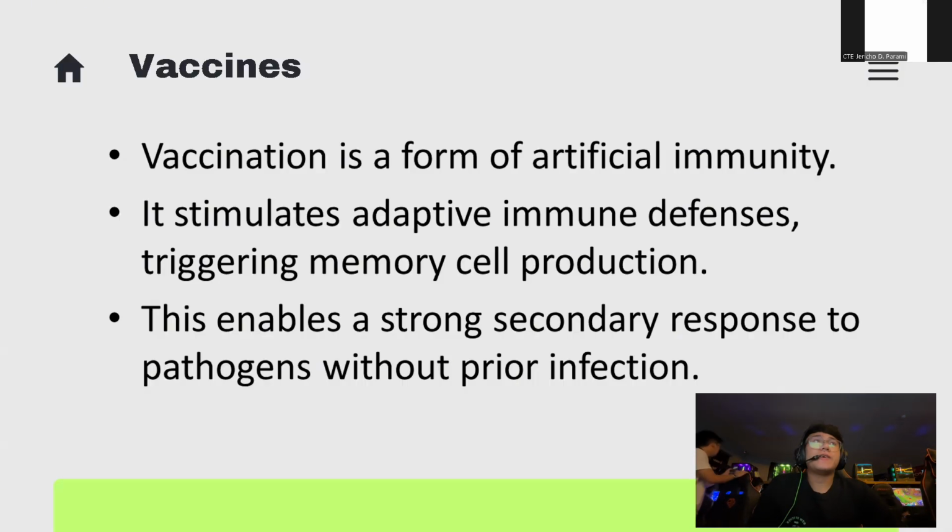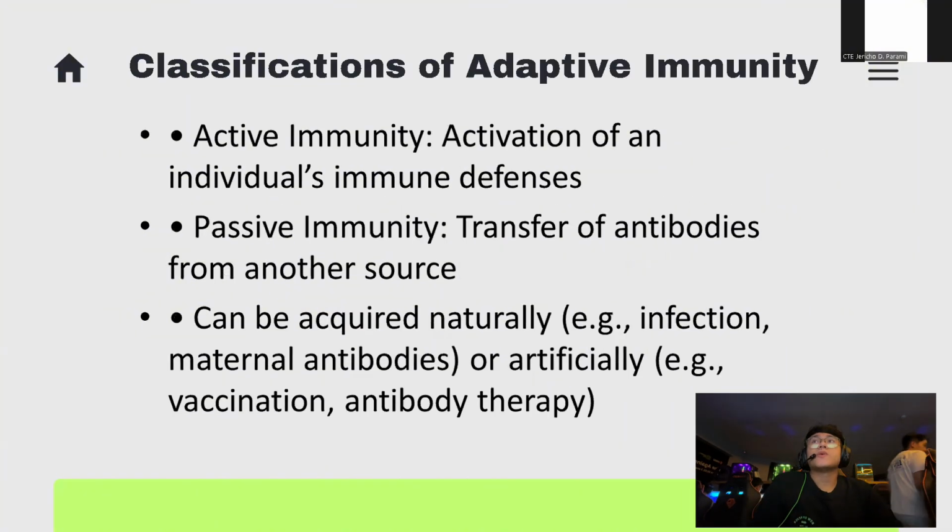So we have classifications of adaptive immunity. We have two types: the active and the passive immunity. Our immune system can be classified in different types, like I said earlier, the active and the passive. Let's break down these two.